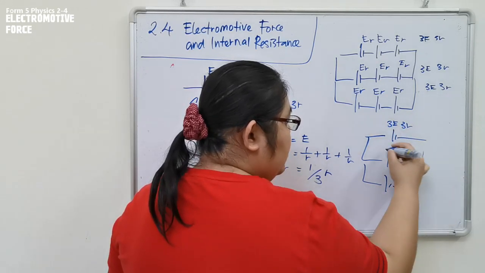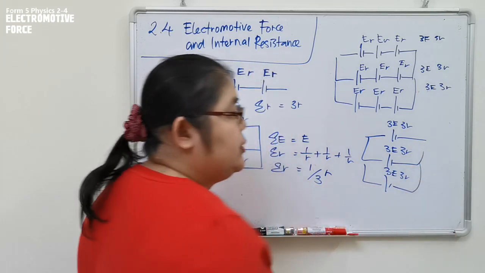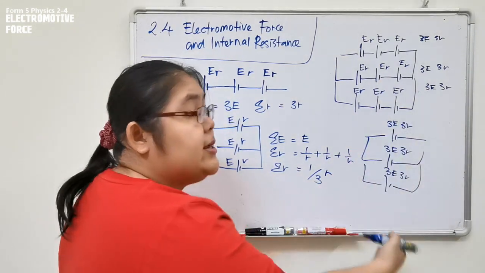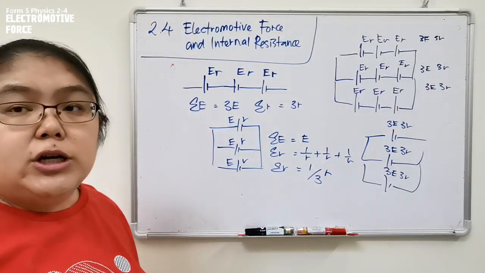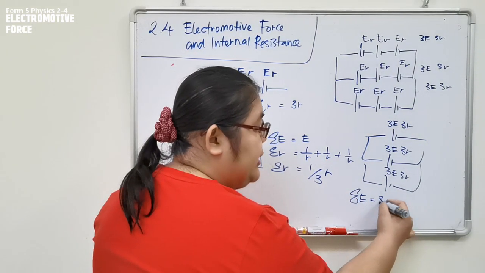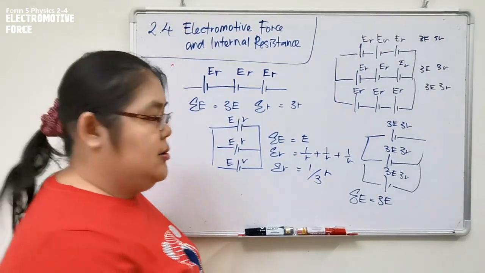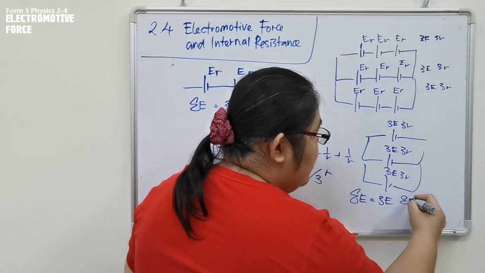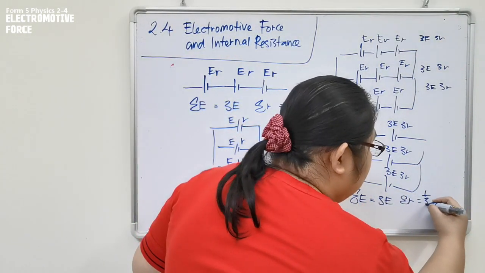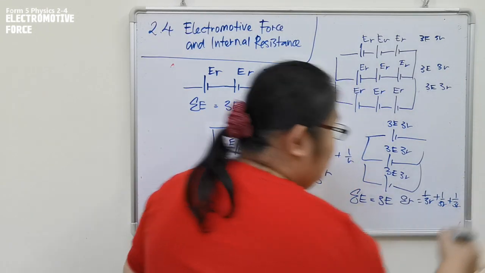3E, 3R. 3E. So the situation becomes like this. We have converted already, so we do the calculation. This one is parallel, so the voltage should be the same. So final total E should be 3E, never changes. How about the R? So total R, normally we do the calculation: 1 over 3R plus 1 over 3R plus 1 over 3R.